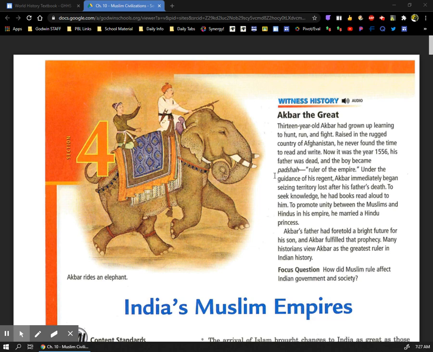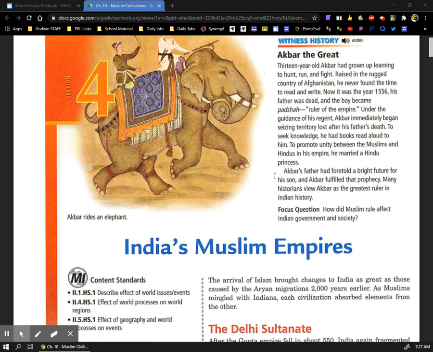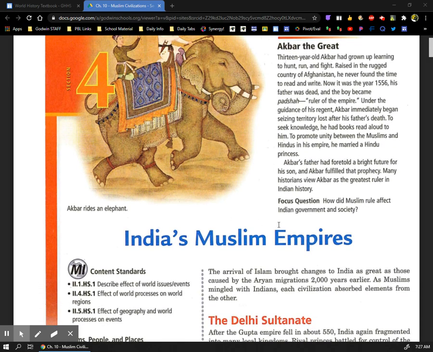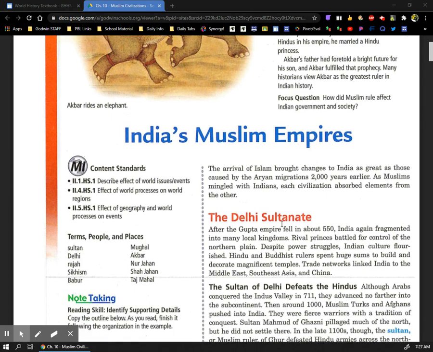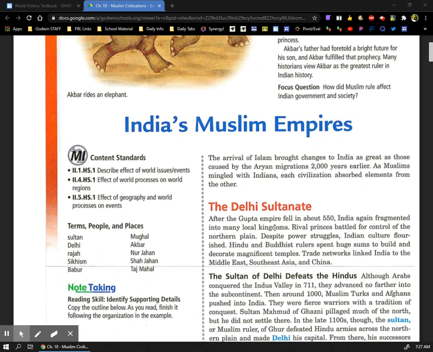Mr. Dald is here with a Chapter 10, Section 4 reading for you. So Section 4 begins India's Muslim empires. The arrival of Islam brought changes to India as great as those caused by the Aryan migration 2,000 years earlier. As Muslims mingled with Indians, each civilization absorbed elements from the other.